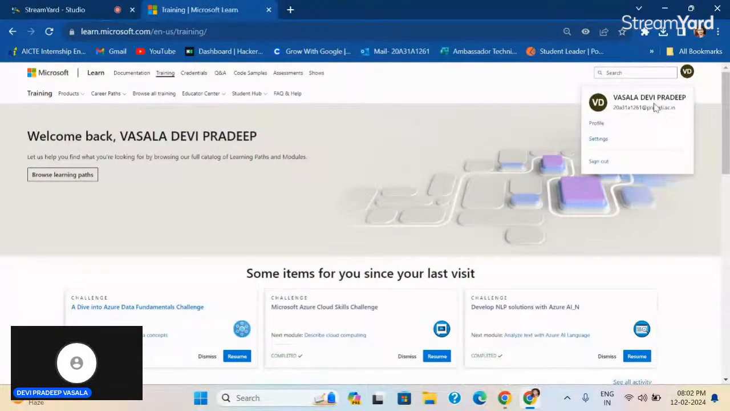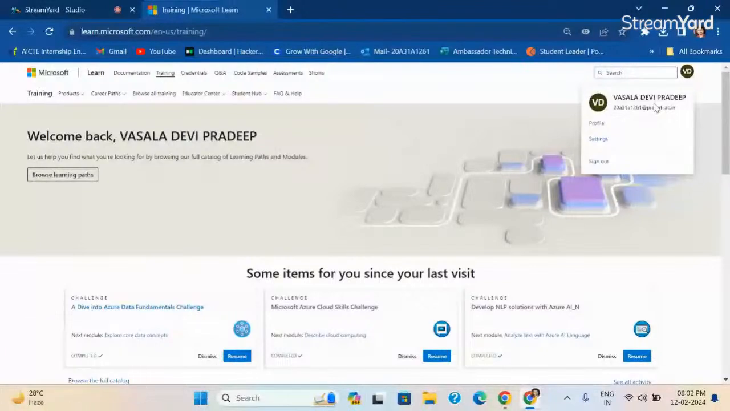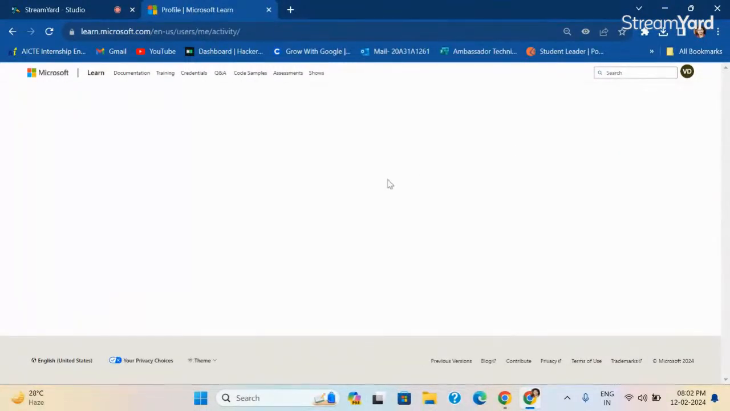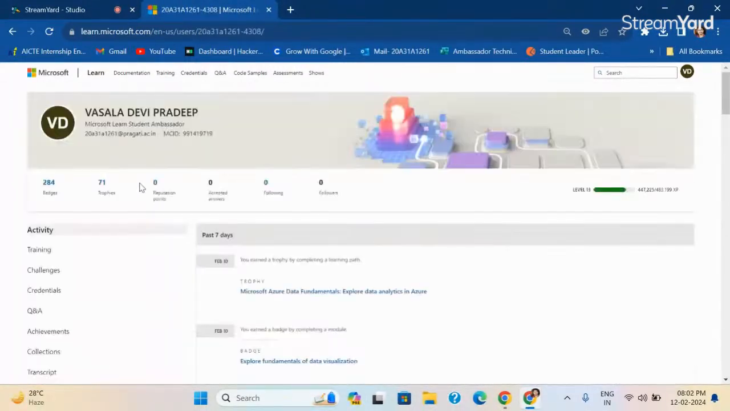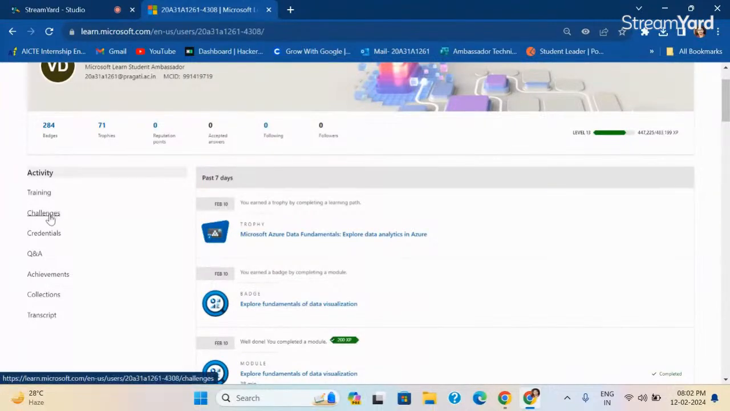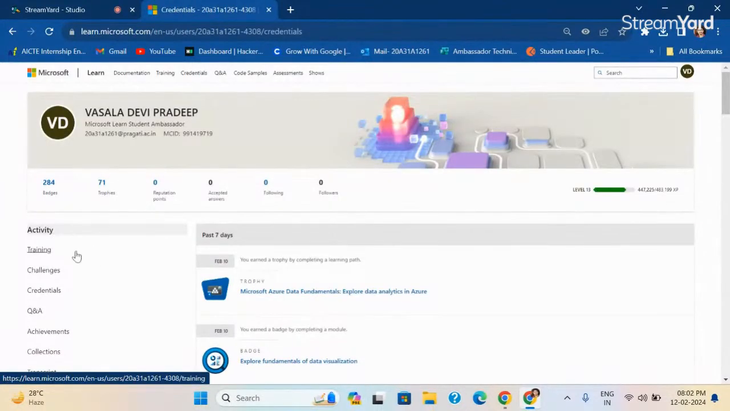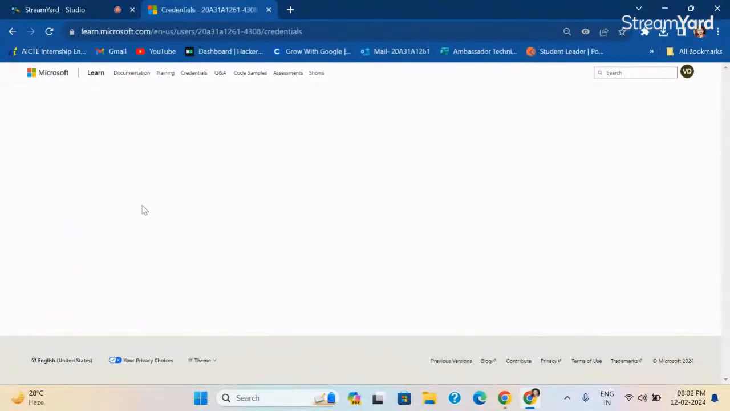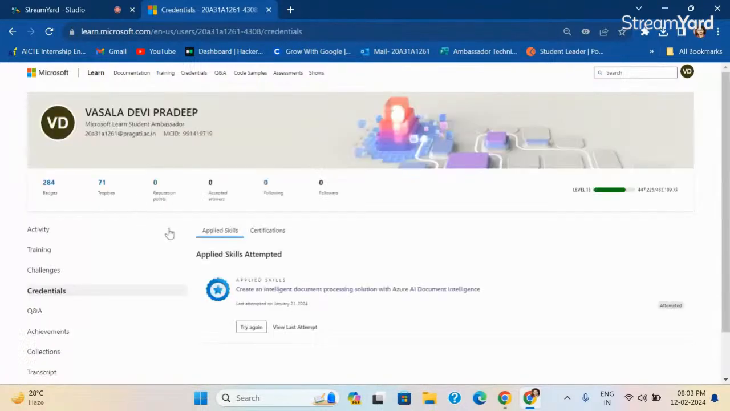If you have an account, please log into that account. If you don't have an account, please sign up using your personal Outlook mail or any college domain mail or anything else. I have already created an account using my college mail. Now going to my profile, you can see how many certifications I have completed. Just a minute, it's getting loaded.